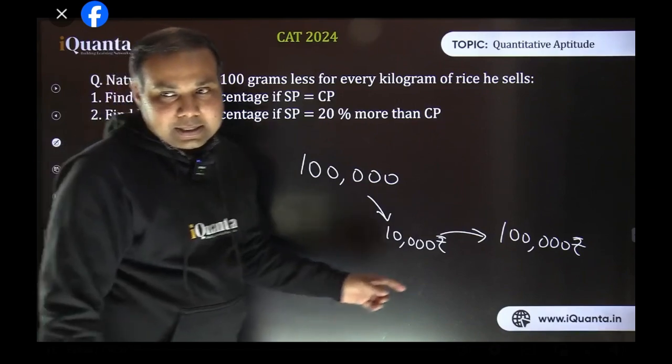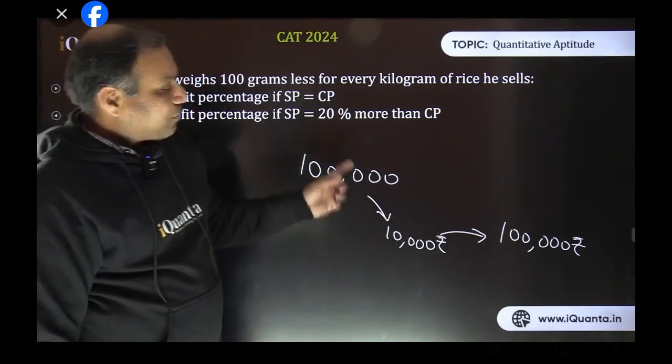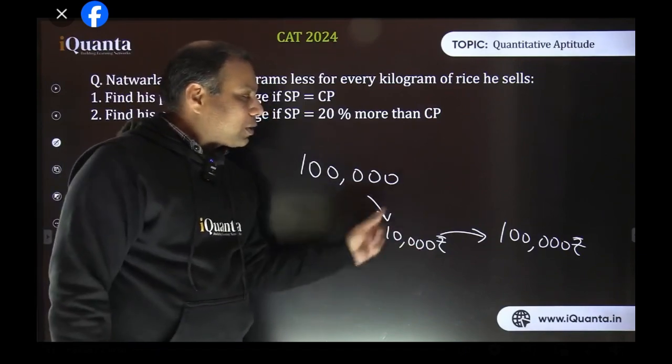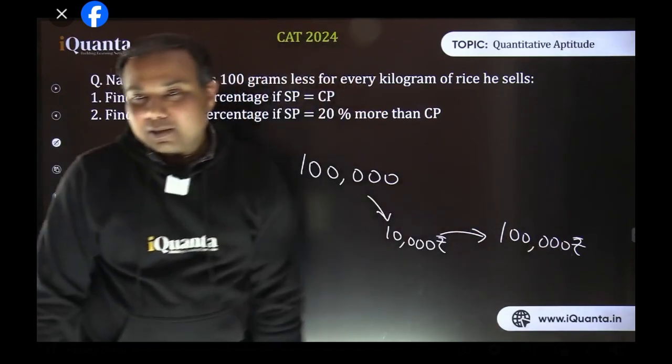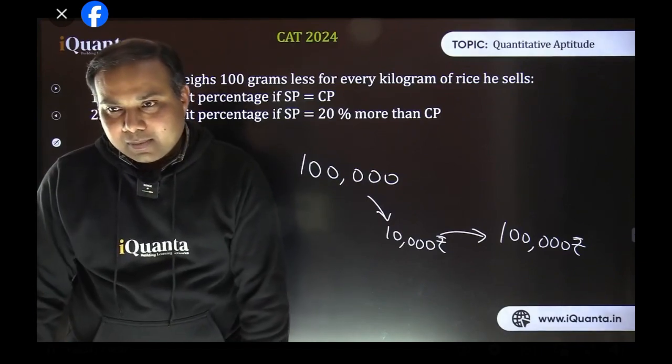Question here is that I had 1 lakh rupees worth goods with me in my shop, and on the very first day I sold 10,000 worth rupees goods at a selling price of 1 lakh rupees. So what is the profit percent? Okay, 900%, many of you are saying.